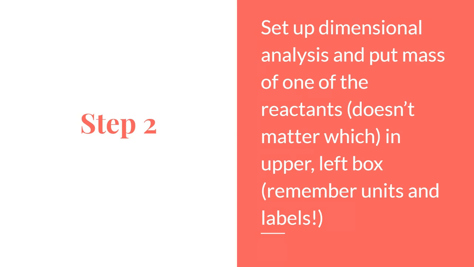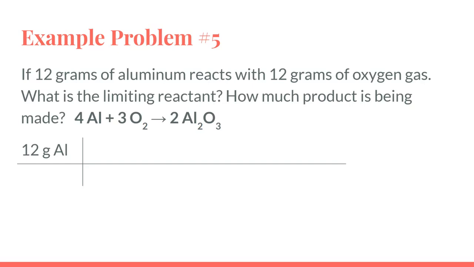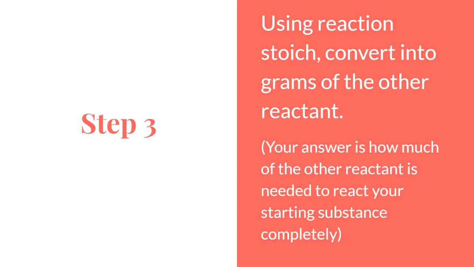So if you want to pick the first one as well so that we can do the problems together and do them a little bit the same, then go for it. But it really doesn't matter which one you use. Whichever one you use, you are going to put it in the upper left-hand box of dimensional analysis. And remember that you need to put units and labels on it, or this is going to get extremely confusing. So I'm starting with the 12 grams of aluminum just because I've always started with the first one. Again, you could start with 12 grams of oxygen gas. But for this problem, let's all just use 12 grams of aluminum. We are putting it in the upper left-hand box of our dimensional analysis.